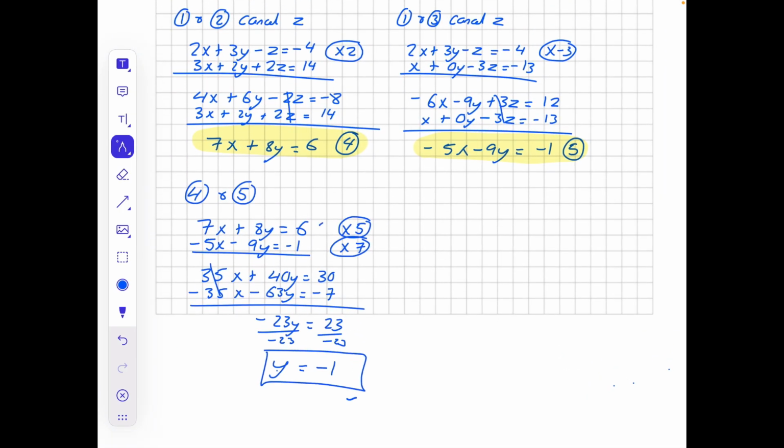Now we take equation 4 and we'll sub in what we just found out. So 7x plus 8 by minus 1 is equal to 6. 7x minus 8 is equal to 6. 7x is equal to, plus 8 to both sides will give me 7x is equal to 14. Divide both sides by 7. We get that x is equal to 2.